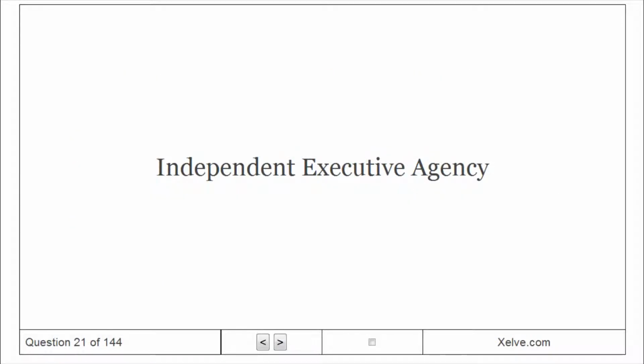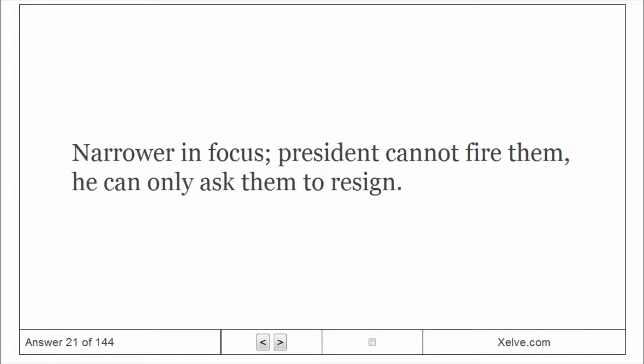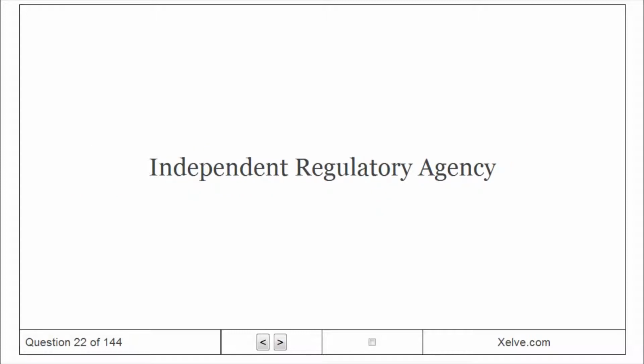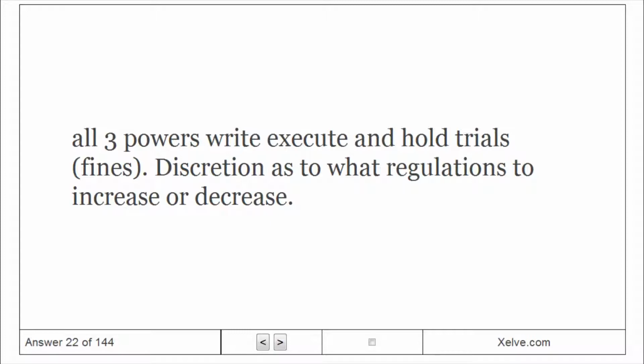Independent executive agency. Narrower in focus; the President cannot fire them, he can only ask them to resign. Independent regulatory agency. All 3 powers: write, execute, and hold trials. Discretion as to what regulations to increase or decrease.